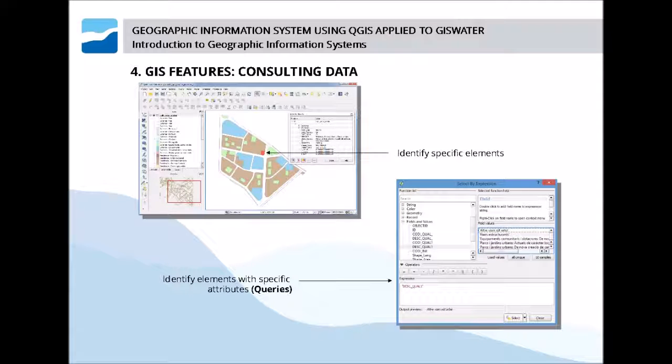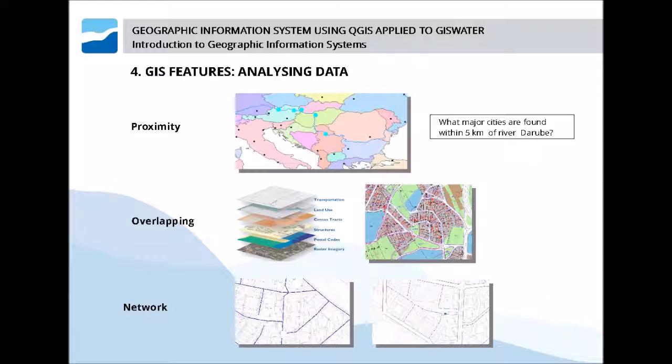Consulting data. This can be done with the different tools that GIS programs have. Once the data is on screen, we can identify an item and display the data attributed to this item. This can also be done with queries or filters, generally taking into account a specific query. Another functionality is to analyze data. We could make a proximity analysis, for example. If we want to check the population of residential areas around a river within a radius of approximately 5 kilometers, we could check this with queries.